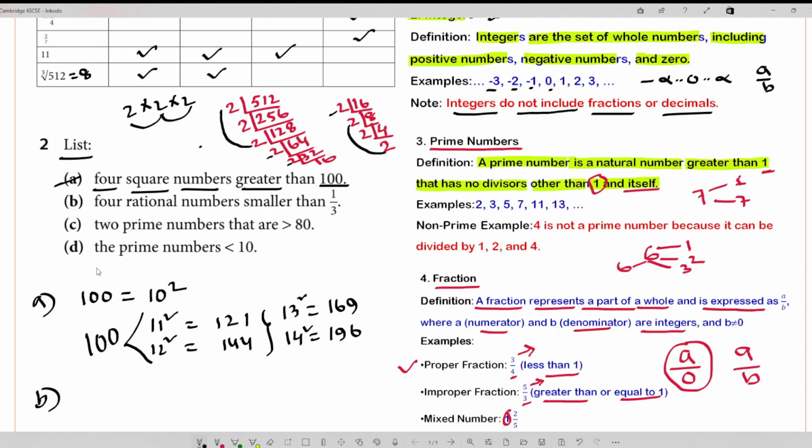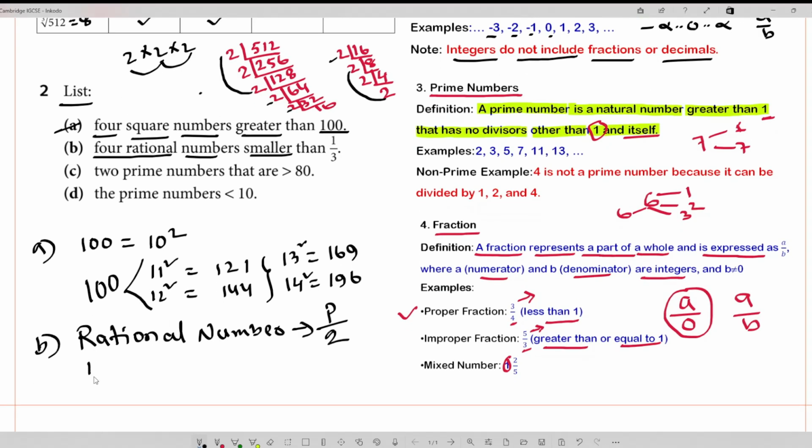Part b: 4 rational numbers smaller than 1/3. So what is a rational number? A rational number is a number which we can express as p/q. We need numbers less than 1/3, so we can write 1/4, 1/6, suppose 2/7 or 2/9, etc. Okay, so part b is done.